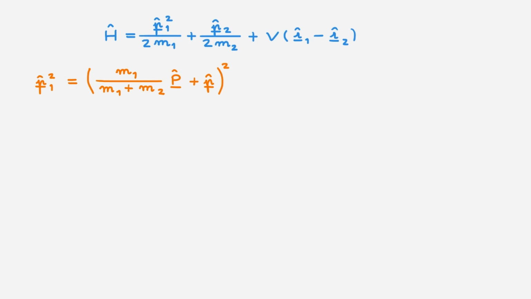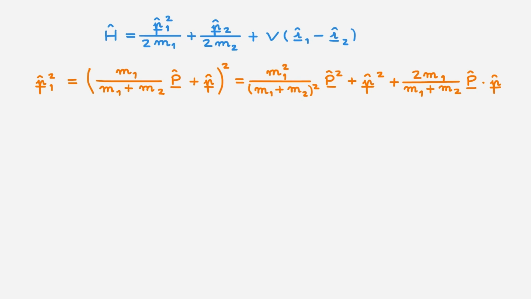We can now calculate the square, and we get 3 terms, one proportional to the square of the center of mass momentum, the other proportional to the relative momentum, and then in principle we would get 2 cross terms, but we can combine them into one because the center of mass momentum variables commute with the relative momentum variables. Using a similar derivation, we can rewrite the square of the momentum of the second particle as a term proportional to the total momentum squared, a term proportional to the relative momentum squared, and a cross term.